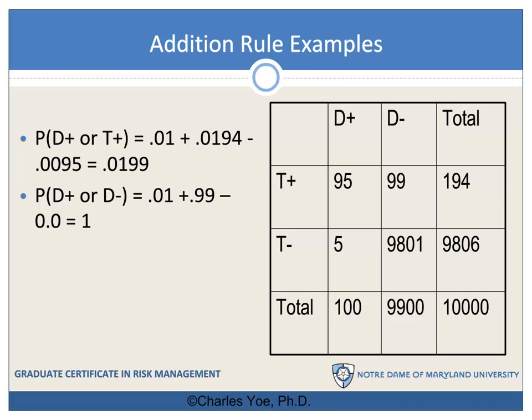In the last slide, we applied the general rule of addition. And the results of that are repeated here in the very first bullet. This time you see them in decimal form. The probability that a person is disease positive or they test positive for the disease is 0.0199, almost 2%.